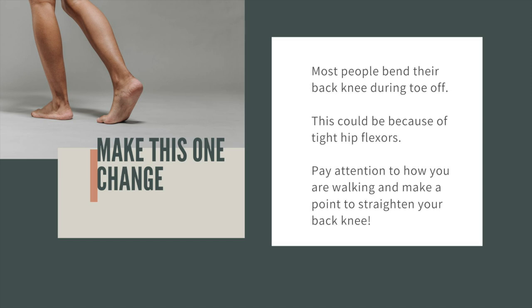I suggest that you make this one change to your walking gait and see how this affects how you move and how you feel, especially at the low back. Most people with tight hip flexors will bend their back knee during toe off. This is the moment in gait when you push off the back leg. There should be a moment that your knee goes through a straight position, not hyperextension and also not always in a flexed position. Pay attention to how you are walking and make a point to straighten your back knee when you are pushing off of your big toe.